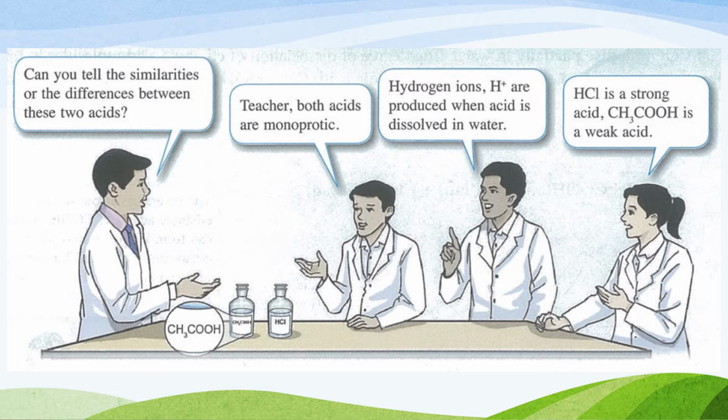So let's have a look at this stimulus about the similarities between the acids. Okay, if you can see from the picture, the students are discussing about the strength of acid as well as the basicity of the acid. Okay, in the previous lesson we learned about the monoprotic, diprotic, as well as a strong acid and weak acid. Now we're going to learn a little bit more in detail about strong acid and weak acid.